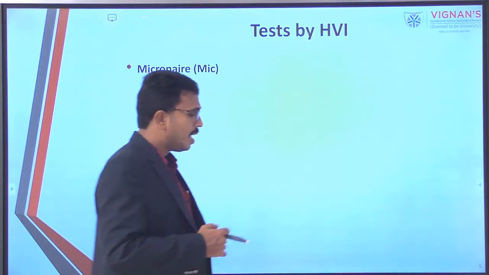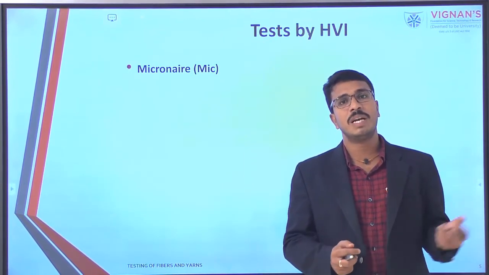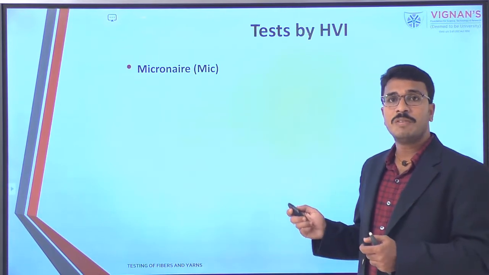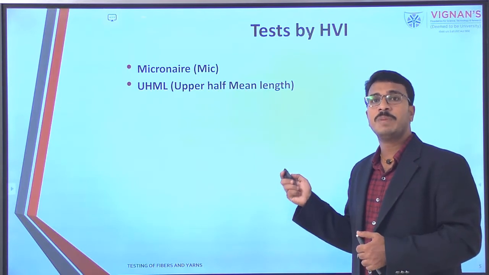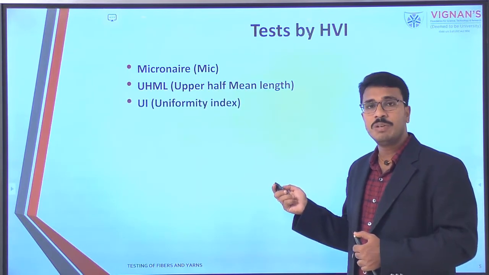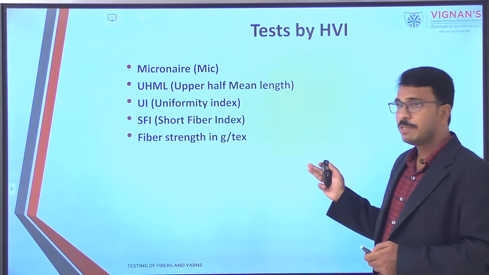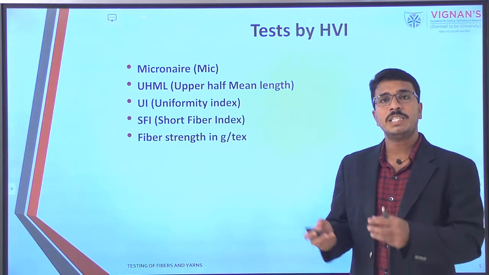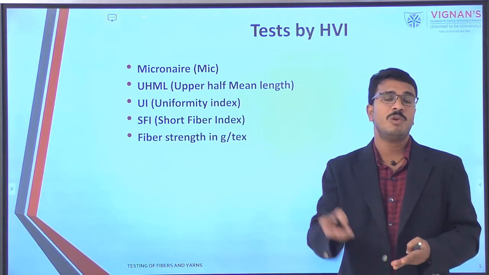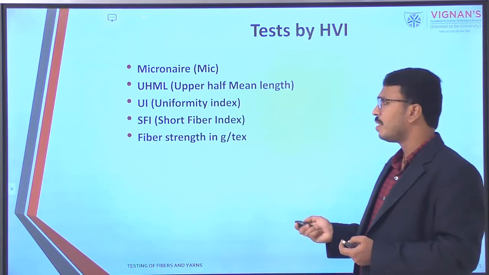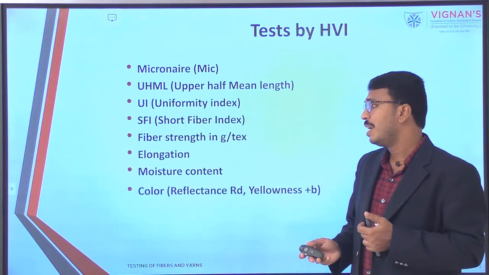And if you look at these high value instruments, we can measure various fiber dimensions. Just now I have mentioned, we can find out the fineness, that is Micronaire of the cotton, and we can find out the upper half mean length, and then the uniformity index and short fiber content, and fiber strength in gram per tex. That is, to break one tex of filament or fiber, what is the amount of load required. And then elongation, that is breaking elongation, and moisture content and color.